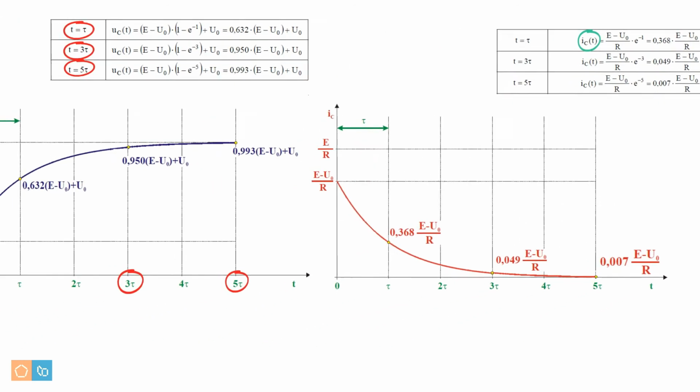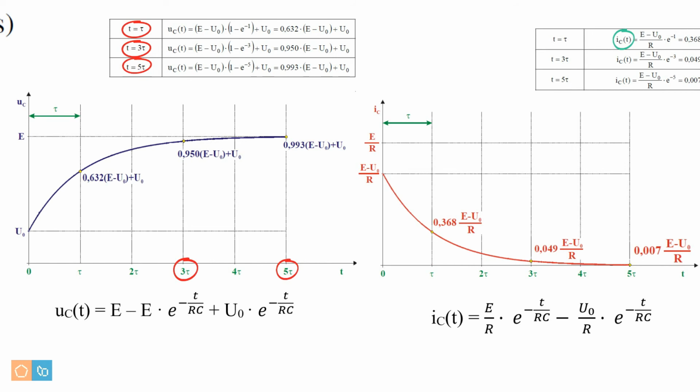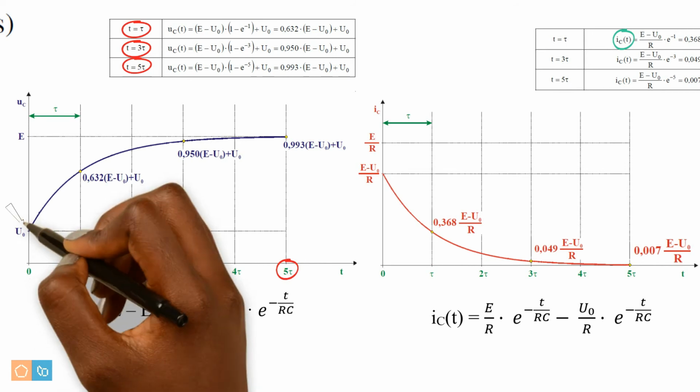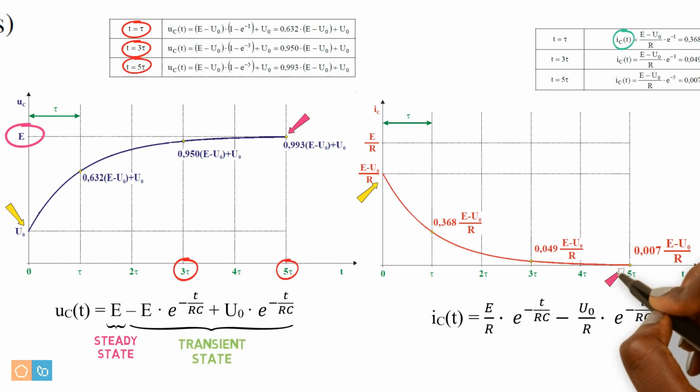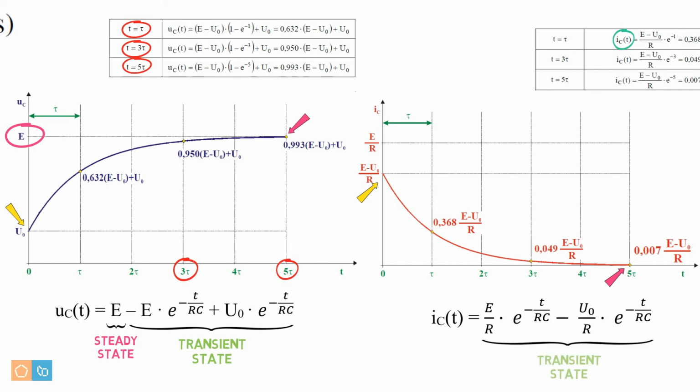In conclusion, we can see that the initial value of UC of 0 equals U0, and the initial value of IC of 0 equals E minus U0 divided by R. We can also see that as t tends to infinity, the voltage across the capacitor, UC, approaches its steady state, which is E. And also that as t tends to infinity, the current through the capacitor, IC, approaches its steady state, which is 0, showing that IC only has transient state.